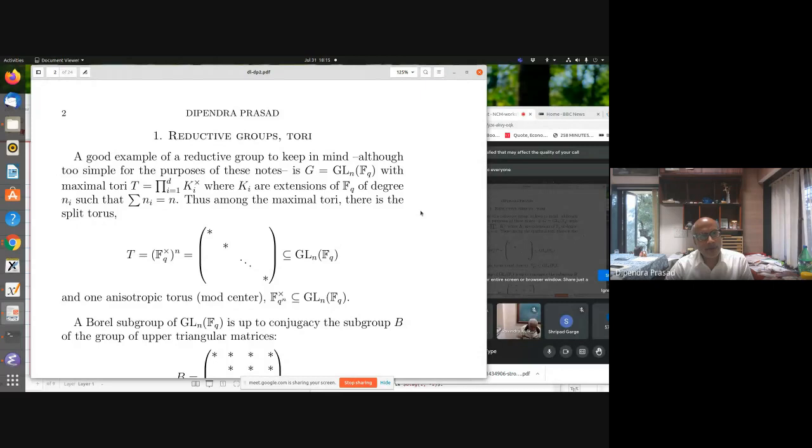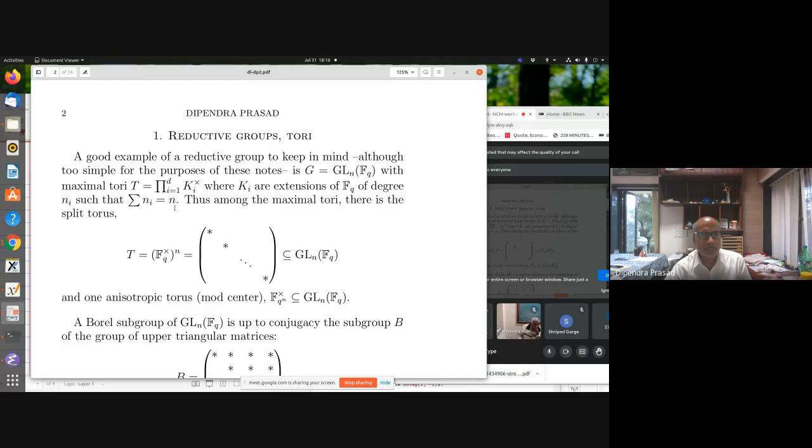A good example of a reductive group to keep in mind, although too simple for purposes of these notes or this lecture, is the group GL_N. It may not be very clear to the audience why GL_N is so simple. I'm not sure whether I can quickly explain why GL_N is so simple a group for our purposes. But anyway, it is. And one can classify all maximal tori in GL_N(F_q) as products of K_i^*, where K_i are field extensions of F_q of degree N_i, such that the summation of N_i equals N.